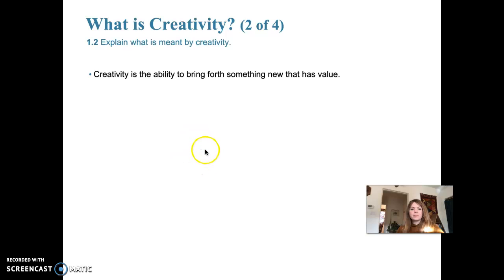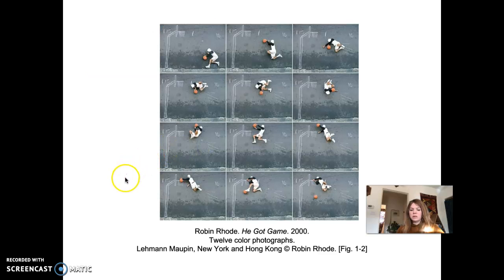So if we take a look at this piece by Robin Rhode, it's called He Got Game. It's from 2000. It's 12 colored photographs put together in this interesting way. He drew this basketball hoop on the asphalt and then photographed himself lying down in different positions as if he's flipping through the air, performing this impossible slam dunk. So it ends up here with this slam dunk.